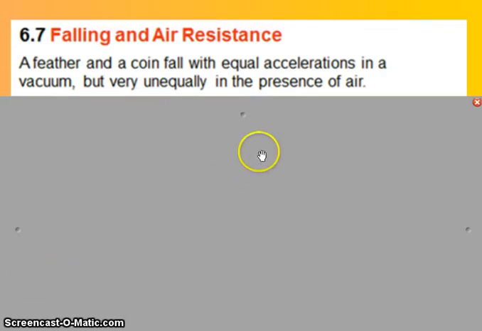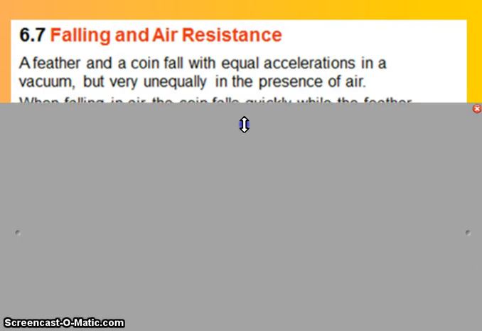Air resistance can mess with things, and this is oftentimes what people confuse. They see things that fall that are light and they don't seem to be going as fast, and in that case air resistance may be at play here. For instance, a feather and a coin would actually fall with equal accelerations in a vacuum. In other words, without any air.